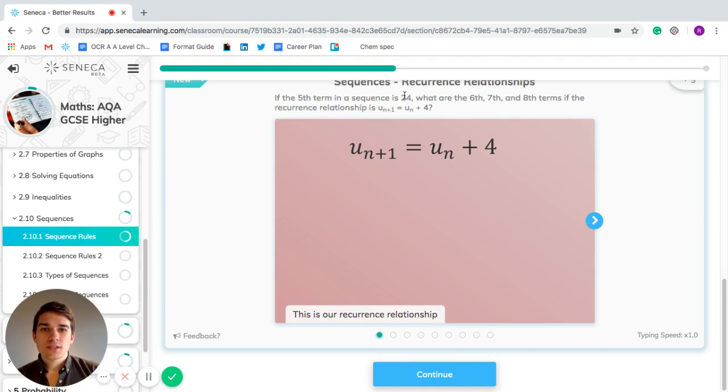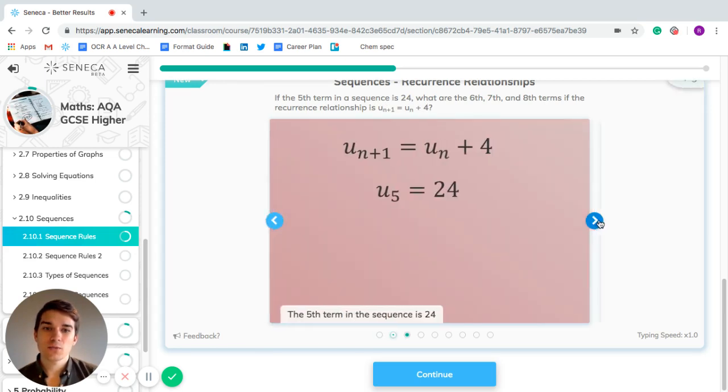The fifth term of a sequence is 24. What are the 6th, 7th, and 8th terms if the recurrence relationship is u n plus 1 equals u n plus 4? So what this means is u is the sequence here. Whatever term you're looking for, it is the term before plus 4. So if the fifth term in the sequence is 24, we're trying to find the 6th. We put in the 5th term, so 24 plus 4 would give us 28.